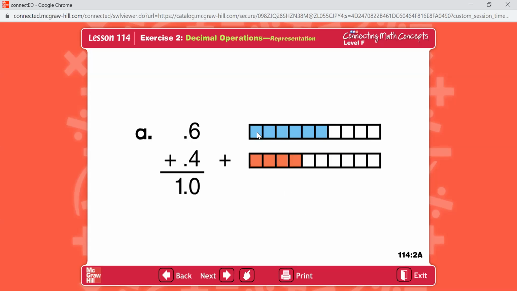Here's what you should have. Here is 6/10. Here is 4/10. There's 10 cubes in each of these because we're talking about tenths. This one has 6 shaded in because it's 6/10. This one has 4 shaded in because it's 4/10. 6/10 plus 4/10 equals 1. The answer to the decimal problem is 10/10. That's 1 and 0/10.